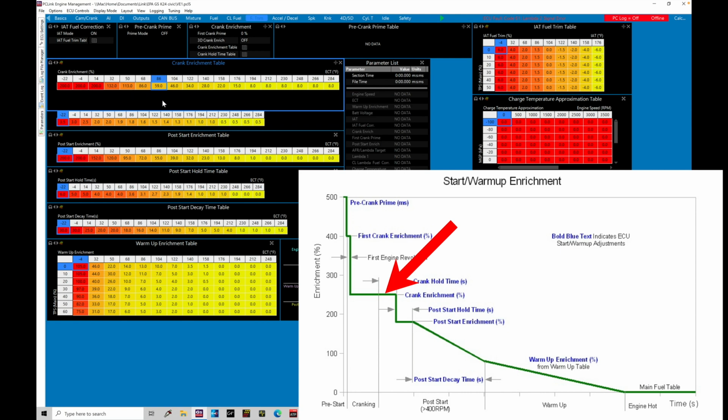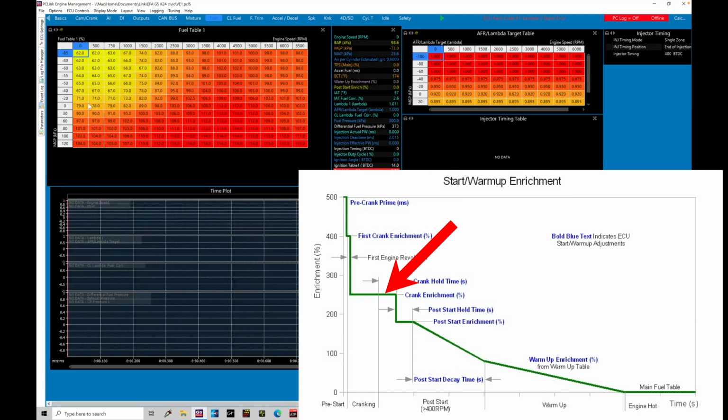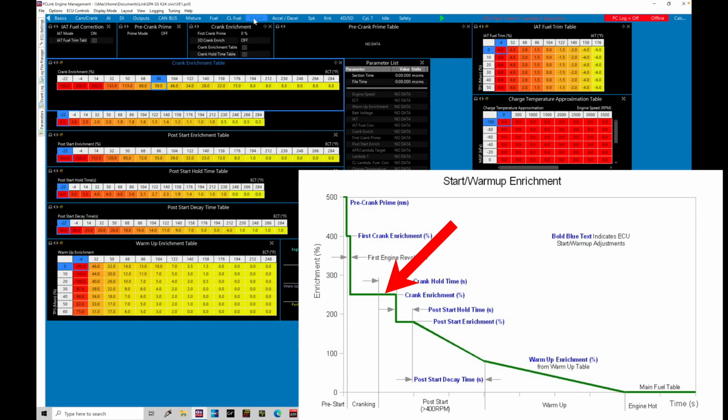So the crank enrichment table is going to be taking a look at our main fuel table, specifically at the 0 to 500 RPM range at 0 MGP. So that's going to be what it references. So if we just go over here real quick to fuel, it's going to take a look at this area right here. This is going to be our cranking area. So it's going to take the values that we find right here, and then it's going to be multiplying it based on what we find in our table value here. That will get us an injector pulse width under cranking conditions.